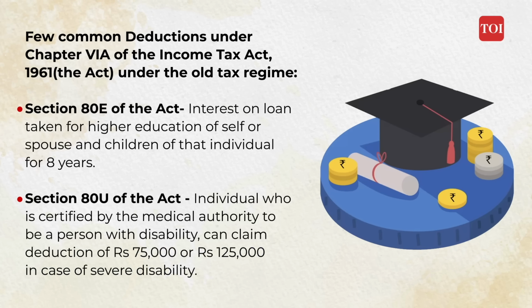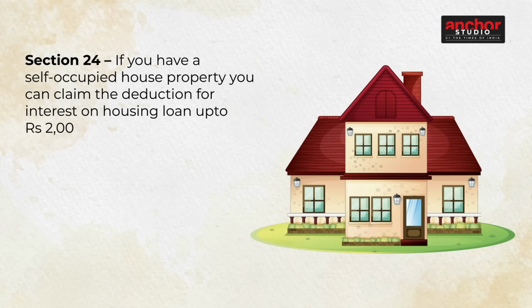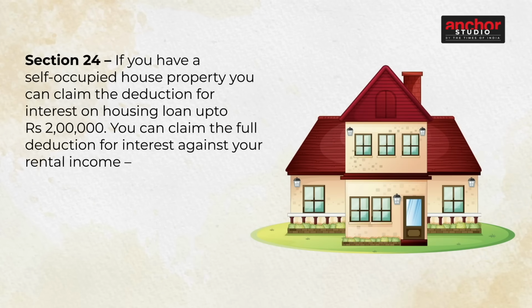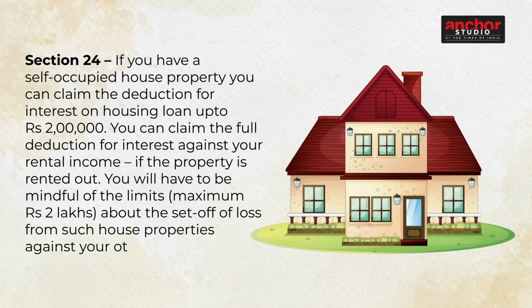And again, there is Section 80U for certain types of disabilities, where the deductions go up to 75,000 to 1,25,000. Moving away from Chapter 6A deductions, there's also Section 24. Again, if you're into real estate, which most individuals are, and you have a self-occupied property which is on mortgage, then you can claim the interest deduction on the housing loan up to 2 lakh rupees.